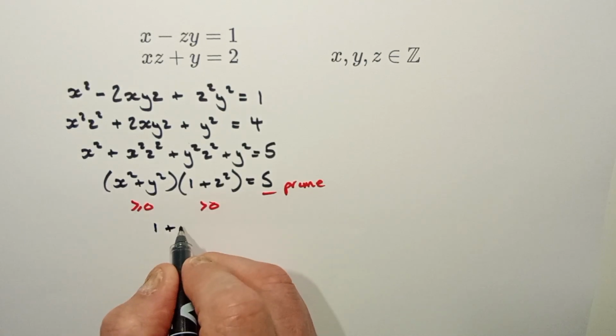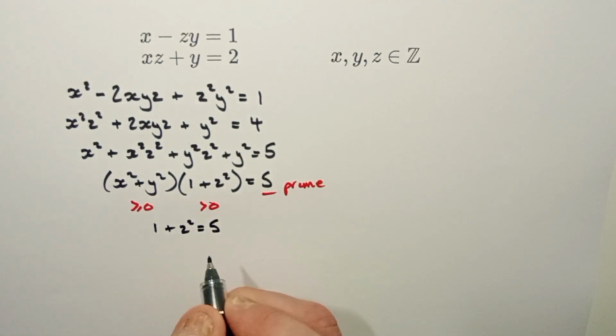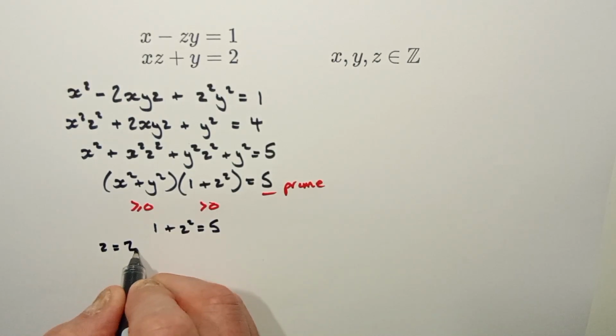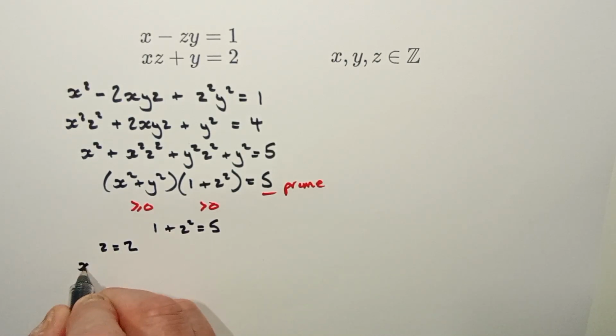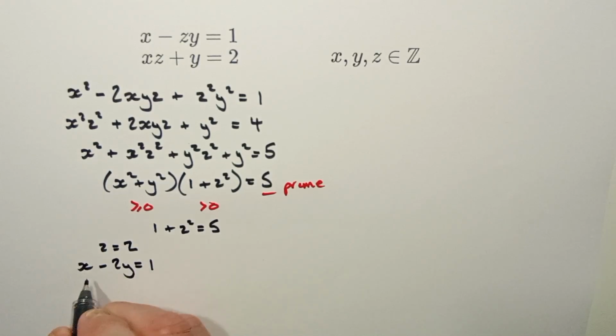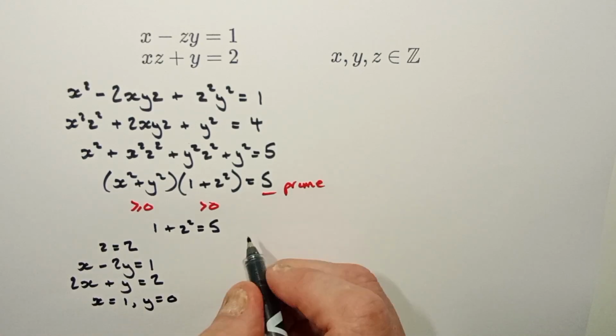So let's look at 1 plus z squared equals 5 first of all. So obviously the first solution, the easy solution, is z equals 2. And putting that into the original equations, x minus 2y equals 1, and 2x plus y equals 2. So solving those, you can see quite quickly that x equals 1 and y equals 0. So that's one possible solution.